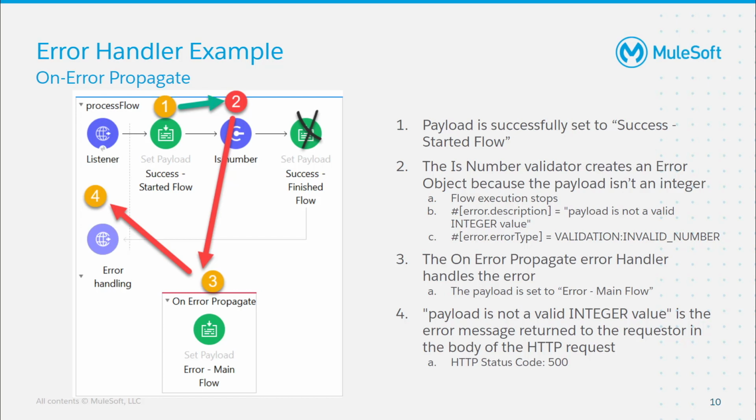Firstly, the flow starts off fine, and the payload is set to success started flow, and then goes to validate whether the payload is a number or not. Obviously, since the payload is set to a string, it is not a number, and therefore the validator will fail. At this point, it is important to note a couple different things. Firstly, the execution of the flow stops, aka the final set payload will not be executed. Next, it's important to note that an error object is then created, which will have a description component set to payload is not a valid integer value, and the error type will be set to validation invalid number.